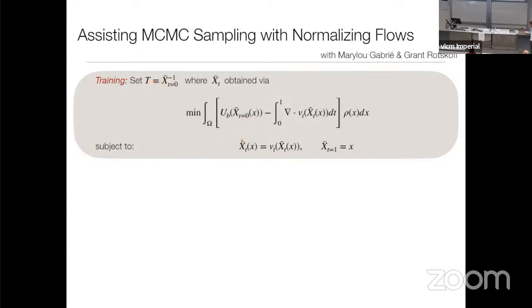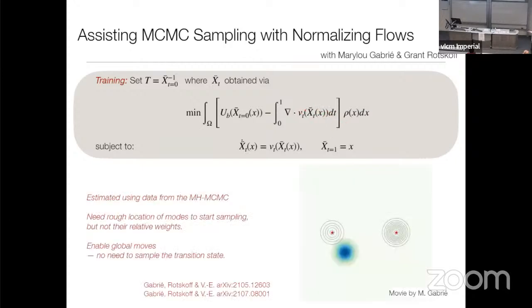Okay, and this can be done because the chain is actually giving you the data that you need to do this. And so if you see what happens in practice, right, you have the data that is estimated by the MCMC. What you need to have to make this method work is a rough location of the modes to start the sampling. So there's no free lunch. You need to know where they are, but you don't need much more information. You just need to know more or less where they are.